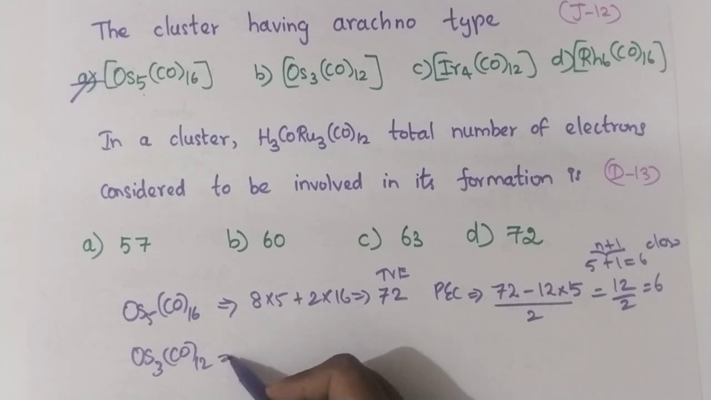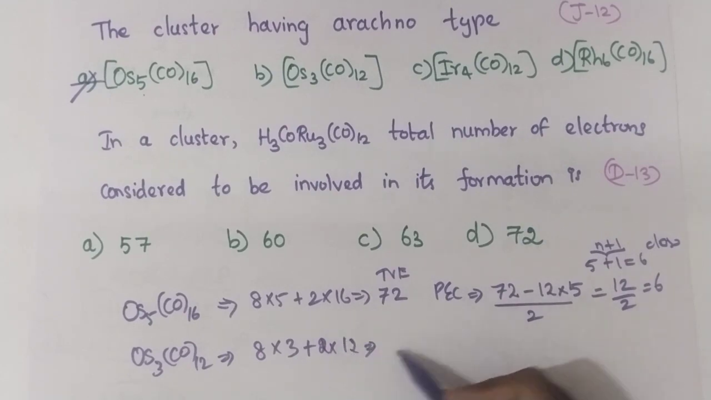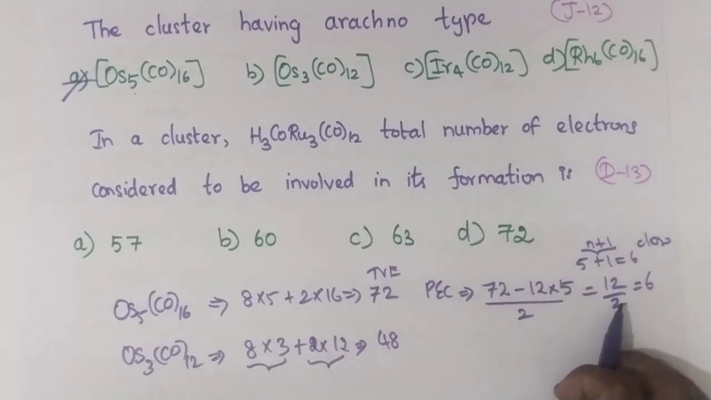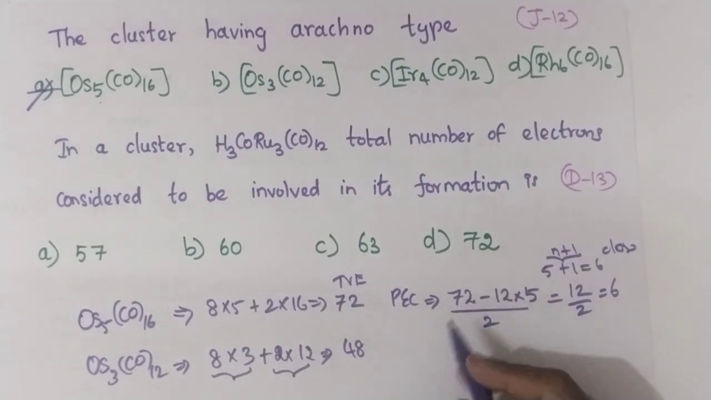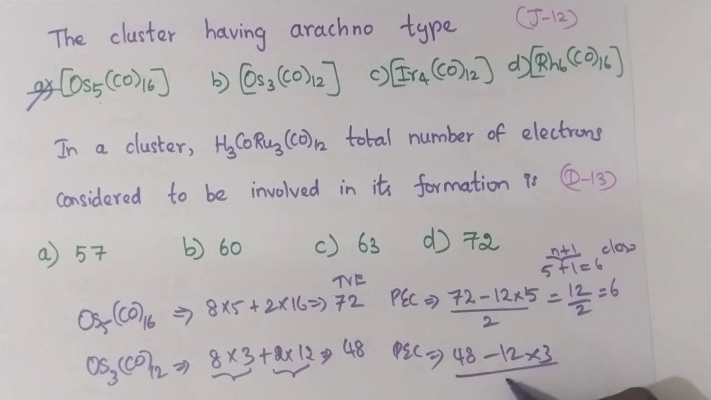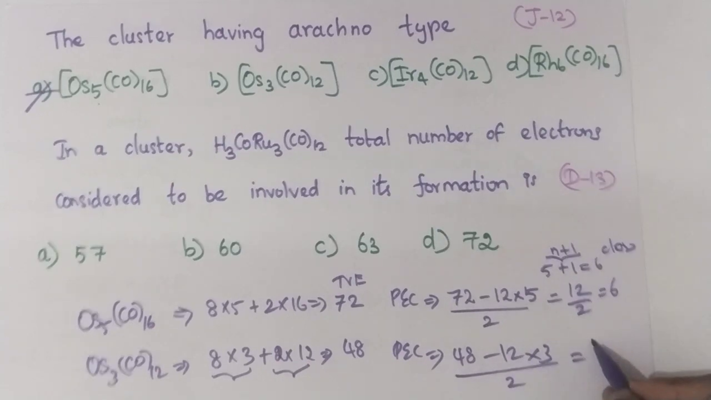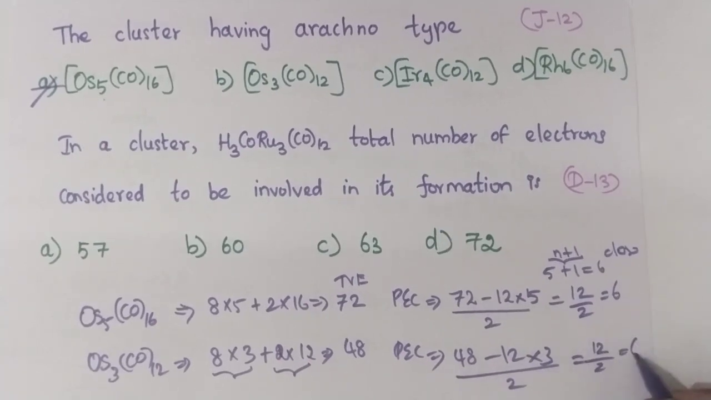Os3(CO)12. Again, it is 8 into 3, 2 into 12, which gives 24 plus 24, it is 48. 48 is the total valence electron count. In order to find out the polyhedral electron pair count, it is 48 minus 12 into the number of metal atoms present, which is 3, right? Divided by 2, which will give you 48 minus 36, 12 divided by 2, which is equal to 6.